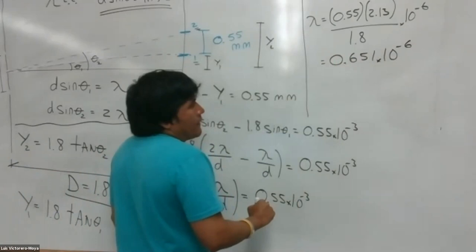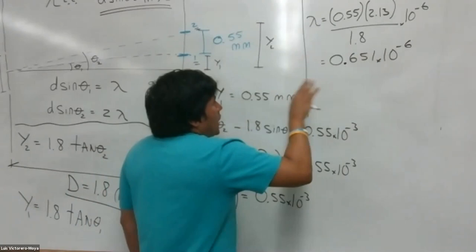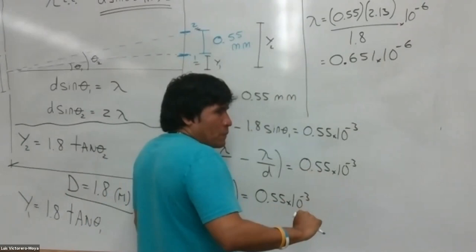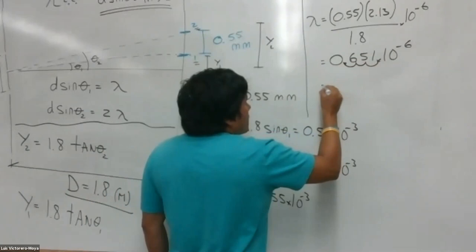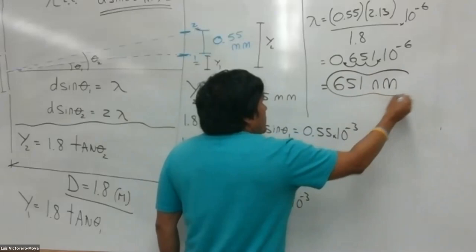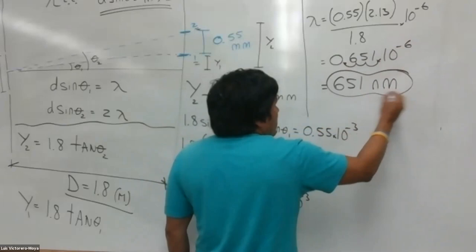You don't leave it like that. That's another thing that we're going to change, at least in this chapter. Every wavelength, because it's monochromatic light in the visible spectrum, has to be written in nanometers. So that's 651 nanometers. If I multiply by 1,000, I divide this by 1,000. 10 to the negative 9 is nanometers. So that's my answer.